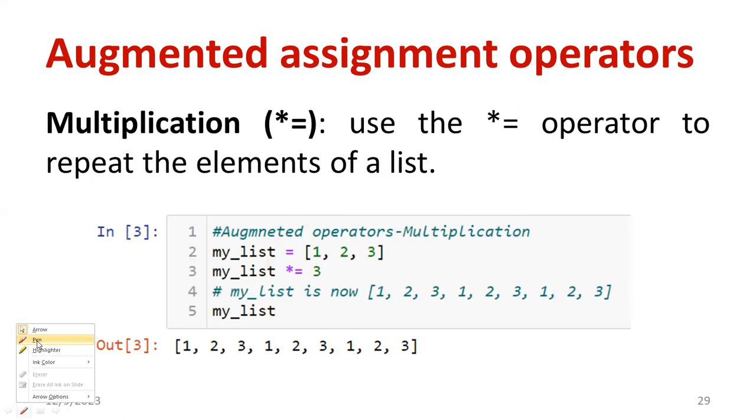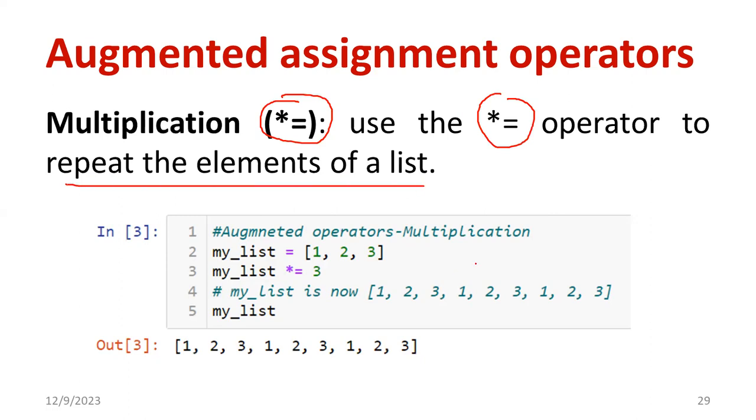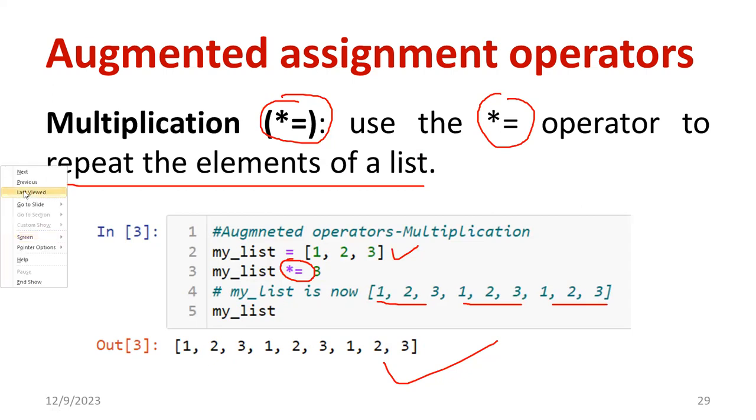Another type of augmented assignment operator is star equal to. Use the star equal to operator to repeat the elements of a list, if you want a replication operation. So we have my list 1, 2, 3. Then I am using star equal to 3. Star equal to 3 means this list is going to be replicated thrice, correct? So we can see one time, second time, and third time. Thrice it is going to be repeated. Ultimately, my list becomes 1, 2, 3, 1, 2, 3, 1, 2, 3. There are 9 elements. The list is replicated thrice.